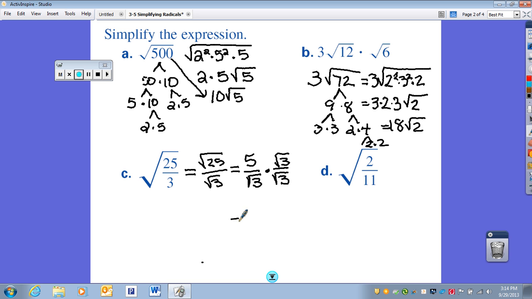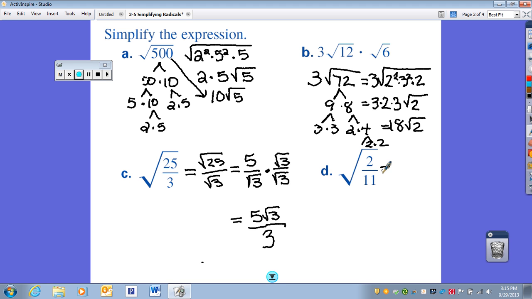So our solution then would be 5 times the square root of 3 for the numerator, and in the denominator we'd have the square root of 3 times the square root of 3, which is the square root of 9. The square root of 9 is 3, and that rationalizing the denominator gets rid of the radical in the denominator.